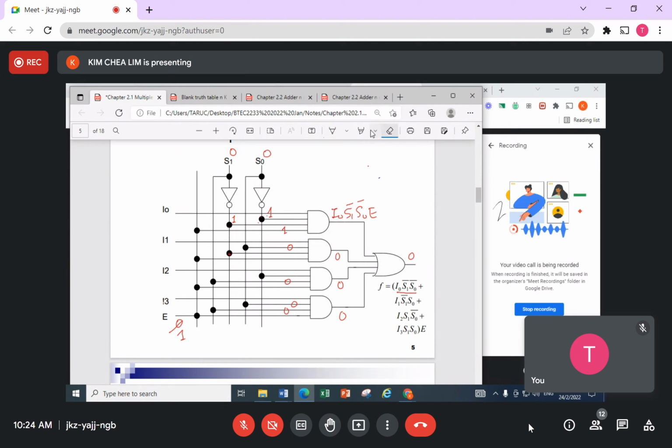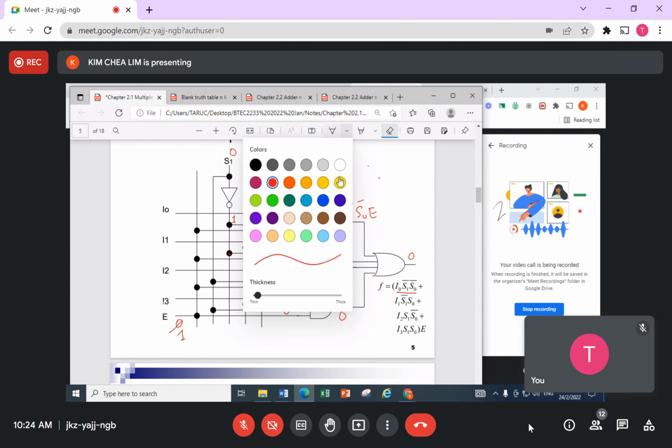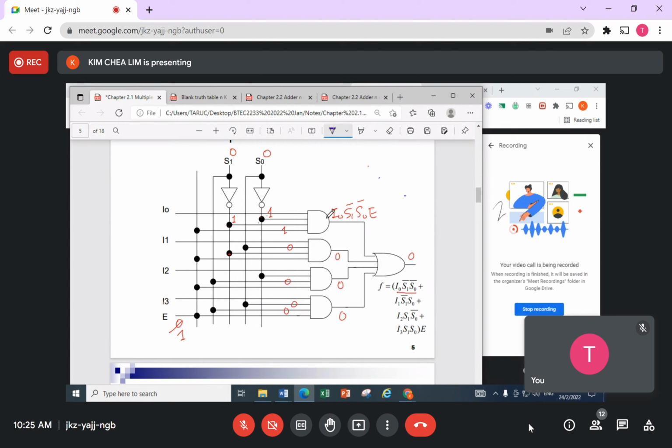So with this, you are going to find that my output here depends on I0, if the selector is 0 for S1 and also 0 for S0. Okay, the same explanation can be given for the rest of the outputs here. All right, so it depends on the selector, which is going to select which input is to be the output.